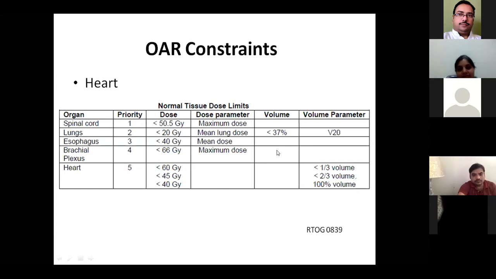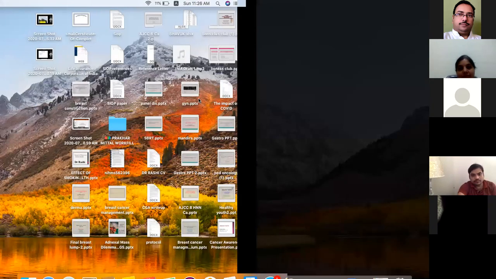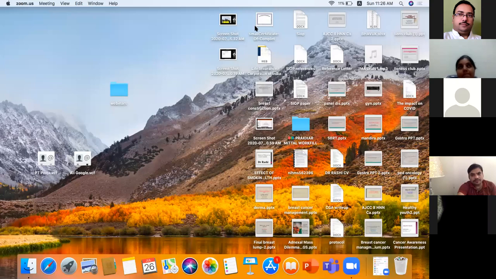And next question is again related to this. If V20 is higher than 35%, then what are the options? Whether we can deviate, we can accept higher doses, or we switch to reduce the total dose? How do you optimize if V20 is higher than 35%? So there are various ways of optimization. When you look at these trial groups, they accept V20 up to 37%. So that's the upper limit that they would accept.